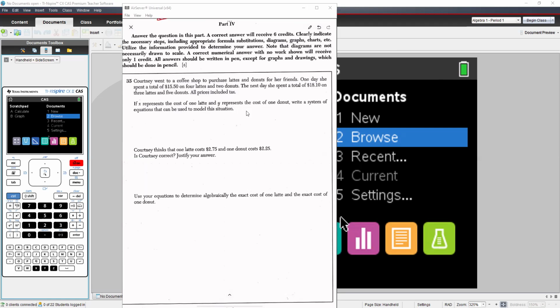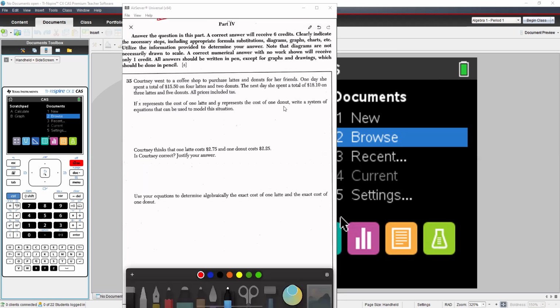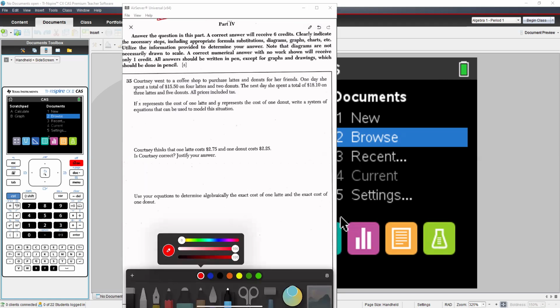So just like I did in the other video, they give you the variables, X for a latte, Y for a donut. So just go to the actual word problem and replace latte with X and replace donut with Y everywhere you see it. Technically, you should put them here too, but this is just the introductory sentence. We want the one that actually has numbers. So it's going to be X here, Y here. Now, once you've done that, basically the equation is written for you.